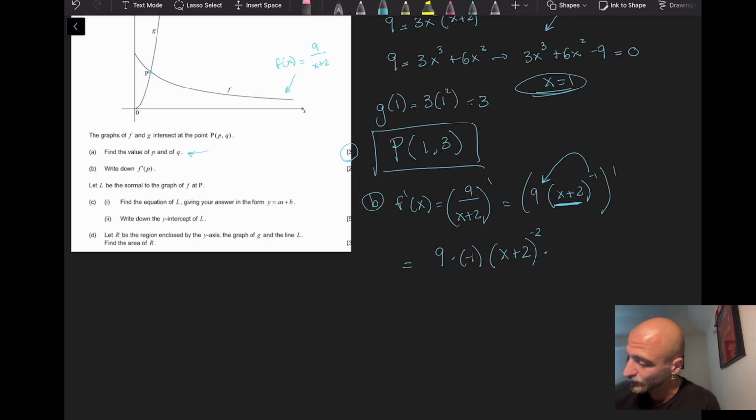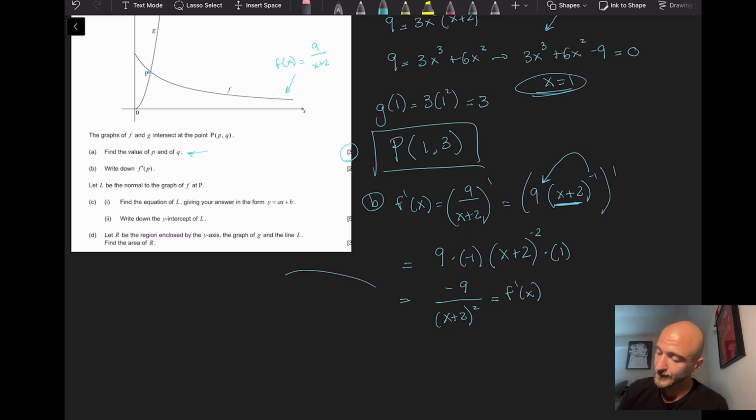So technically we're multiplying this whole thing by 1, but we really don't need to include that. If we were to rewrite this, I would rewrite this as negative 9 over (x plus 2) squared. Now for the last step, evaluate the derivative at 1, because we know that p is equal to 1 from part A.